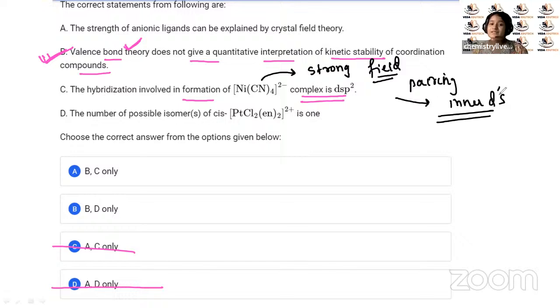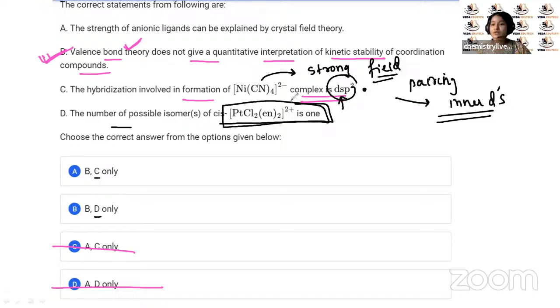You're going to use your inner d. So when you use your inner d, obviously you're having dsp2, right? So this can be taken into consideration. We'll see the next option, because in one option you're having bc and another option you're having bd. The possible number of isomer is 1.